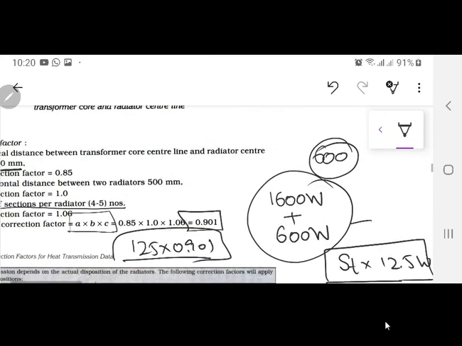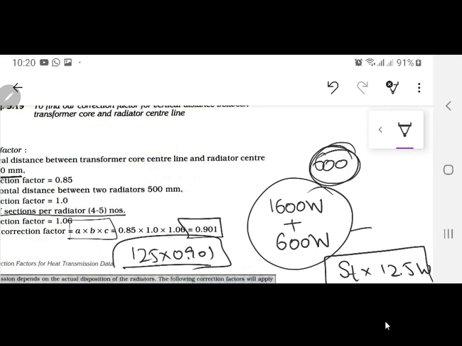The extra power which is not being dissipated, which you have to dissipate, you will divide it by the value we have got from the table multiplied by the correction factor. So this 600 will be divided by that 125 multiplied by 0.901. This will give you, again it will not be a whole number, it will be a decimal number. Give it to the next highest integer number. That highest integer number of pressed steel radiators are required on the transformer tank so that you can cool it down.